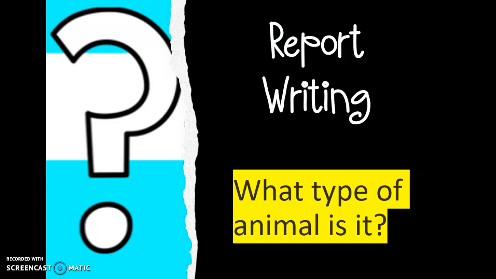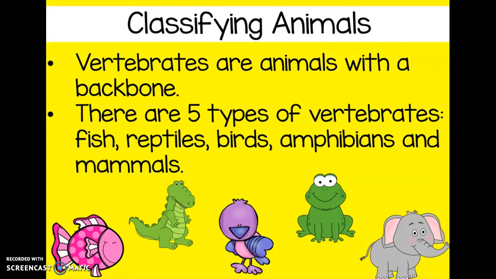And the first symbol we're going to come across while we are doing our report writing is this question mark. And this question mark symbol asks us, what type of animal is it? So the first thing when you're doing your report is you have to classify the animal or tell us what type of animal it is. Okay, so there are 5 different types of animals that it could be.